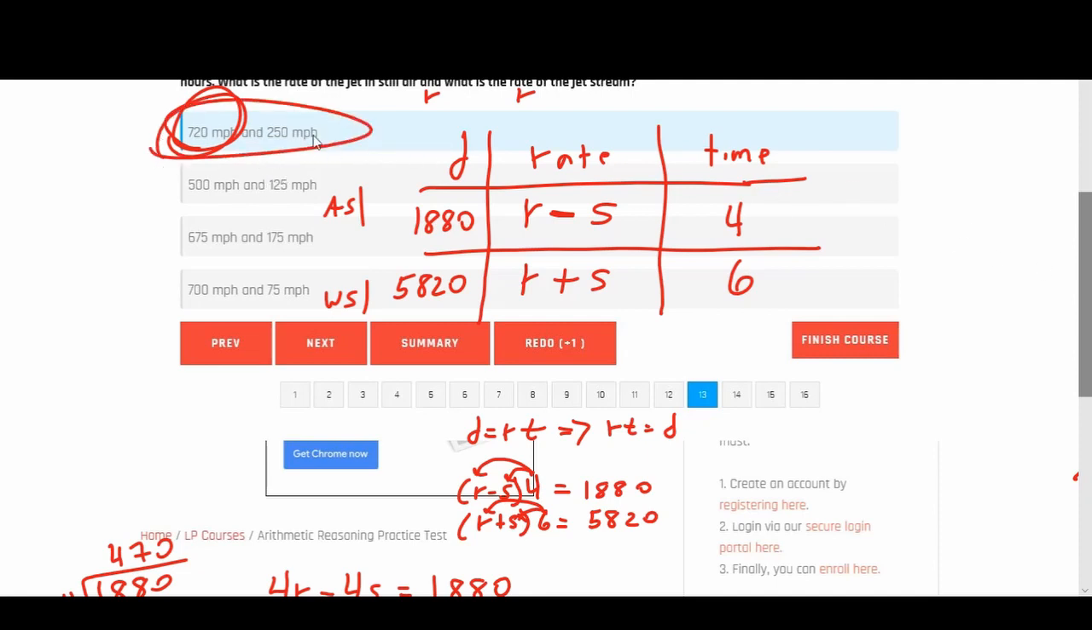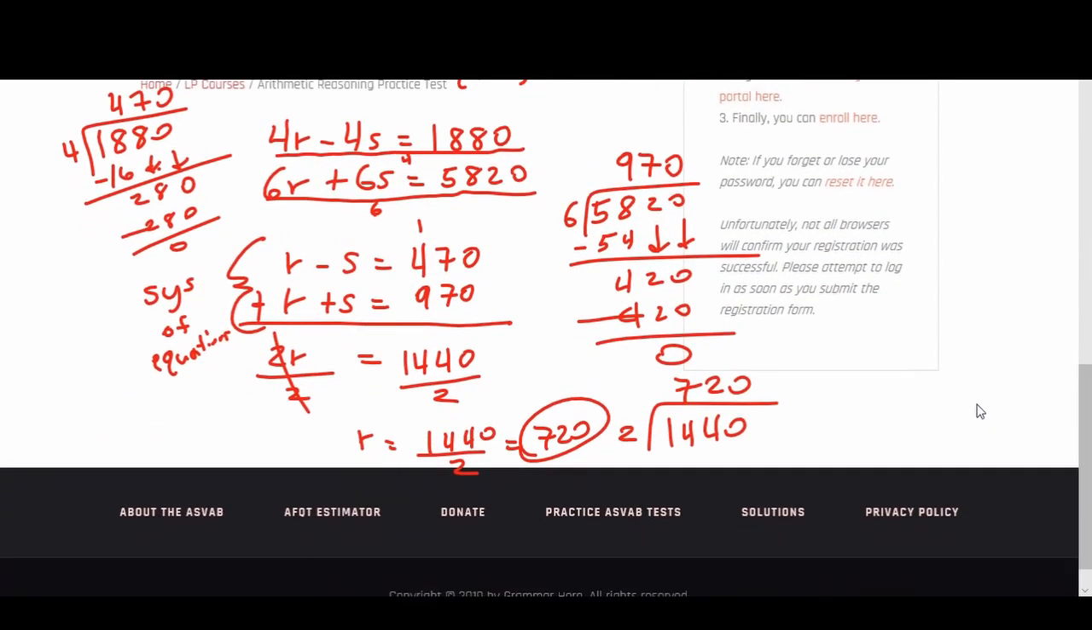So with that information, we have enough to solve this problem. If you want to figure out how fast the jet stream's moving, you would take this 720 and plug it into one of these equations and solve accordingly. Let me do that real quick. We know the rate is 720 plus stream equals 970. Solve for S, which refers to jet stream. We're going to take 720 away from both sides. This crosses out. We're left with S equals 970 minus 720.